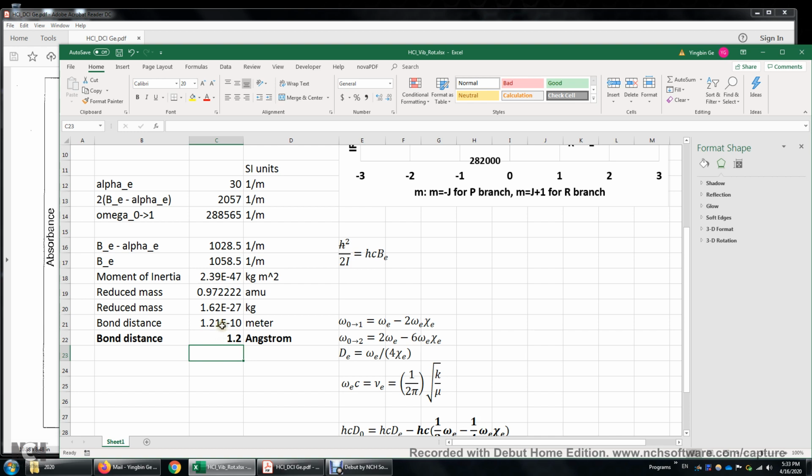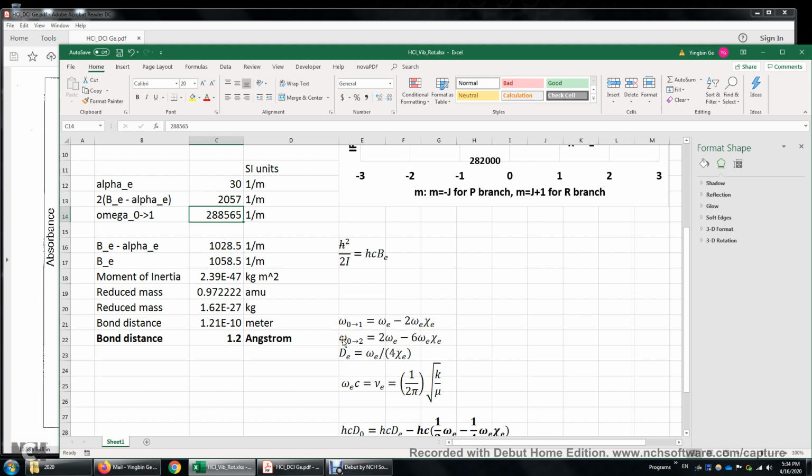All right, so we have this omega from 0 to 1. That's 288,565 inverse meter. If we also have the pure vibrational transition from 0 to 2, we will be able to compute omega E and omega E chi. What's the physical meaning of omega E? This is the vibrational frequency for a harmonic oscillator. Omega E chi is the correction for the anharmonic factor. So this chi is the anharmonic factor.